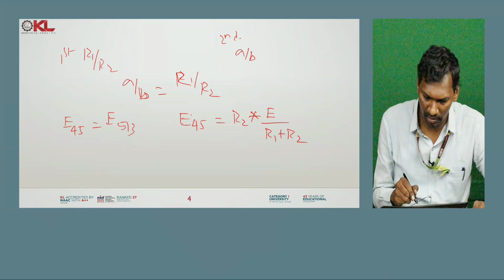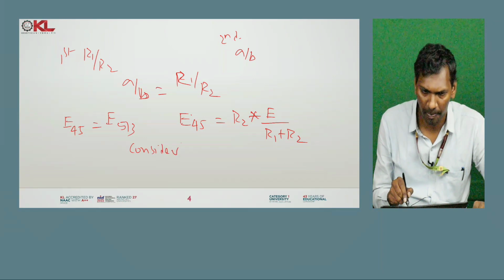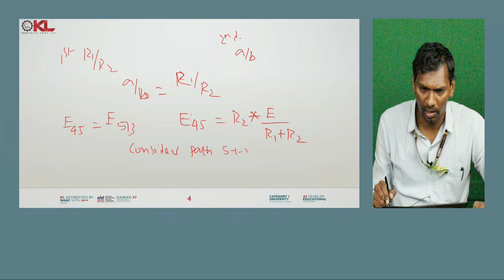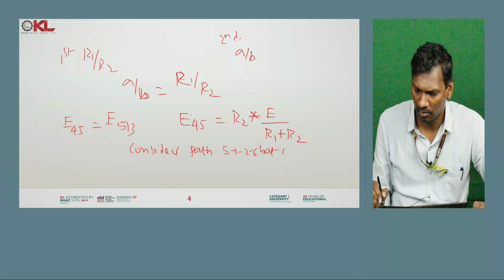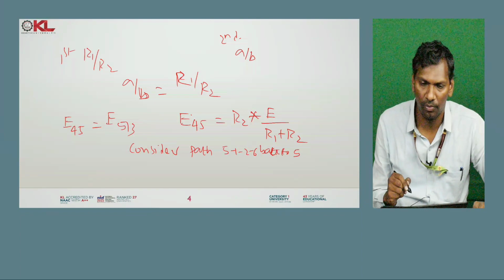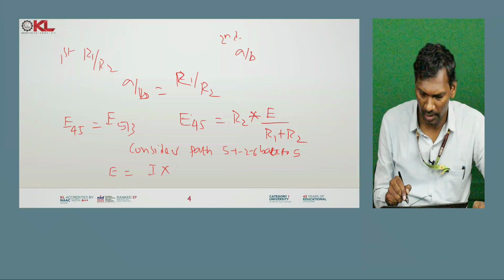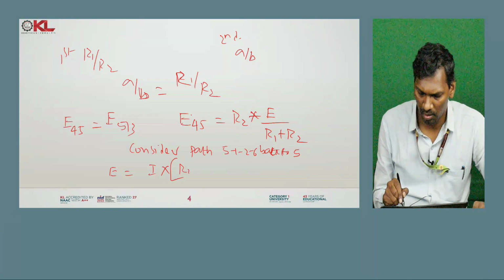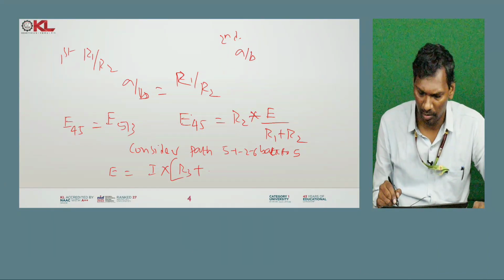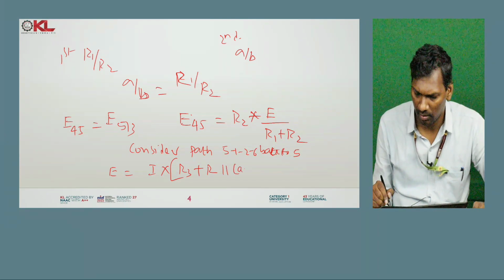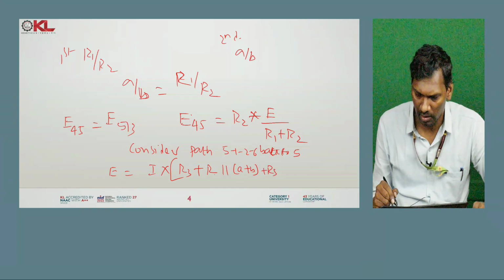And now consider the path 5, 1, 2, 6 back to 5. So E is equal to I into R3 plus R in parallel with A plus B plus Rx, that is R3 plus Rx.